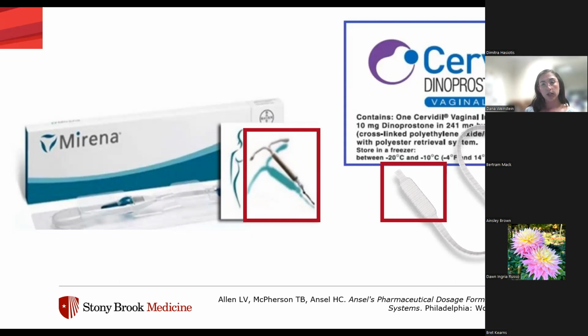And then we have Cervidil, which I had no idea it looked like this. I honestly thought it looked like a suppository, but it's actually a thick, flat rectangular device, which is enclosed in a knitted pouch. And the long knitted tape is for retrieval of the device. And the way it works is when it's placed in a moist environment, the unit absorbs water, swells, and then releases the medication at a rate of about 0.3 milligrams per hour.